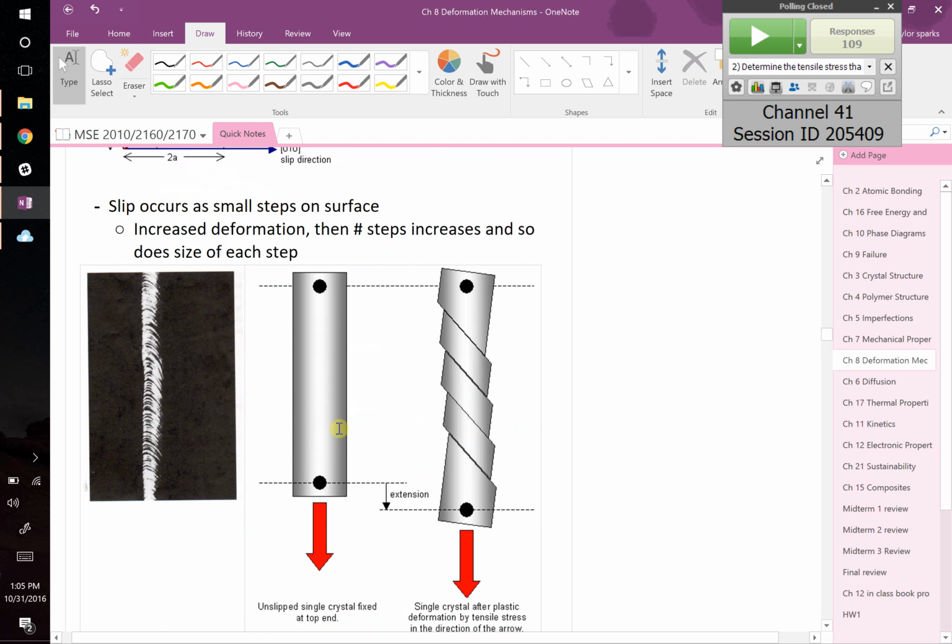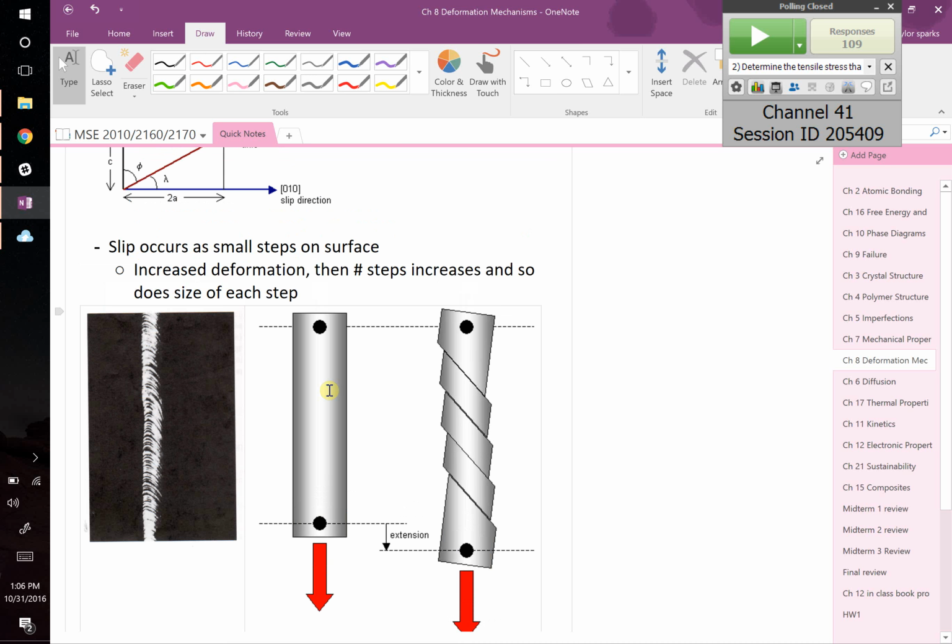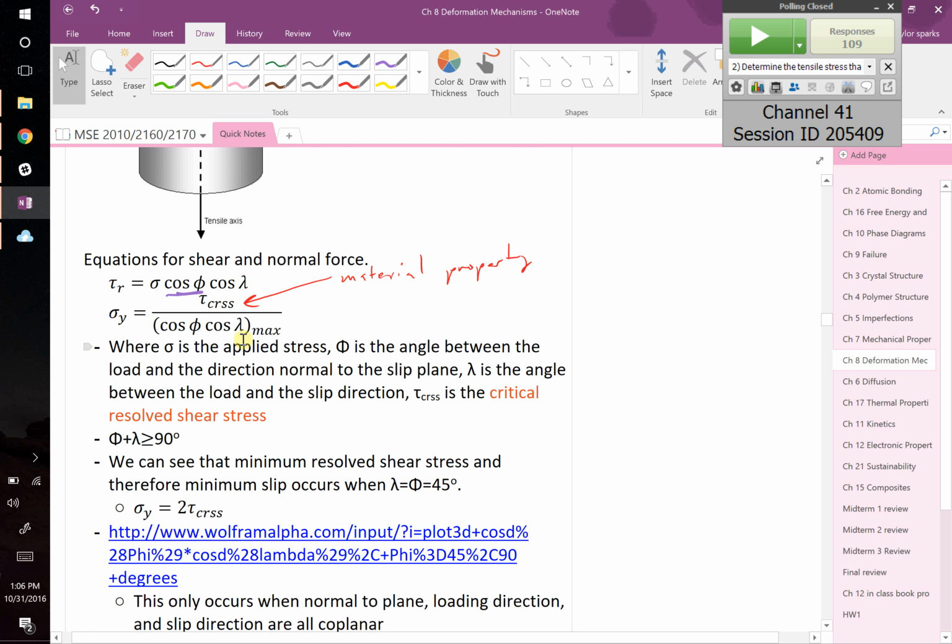So when they started pulling on this thing here, probably nothing happened until they hit a certain stress, the yield stress, when the planes did slowly start sliding past each other. So how do we calculate how big that is? We use this equation right here, right?